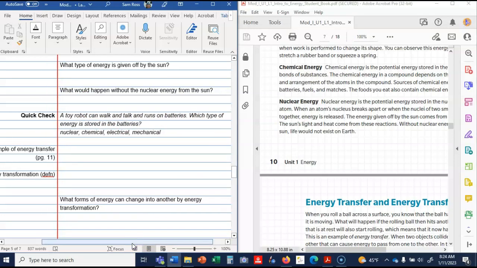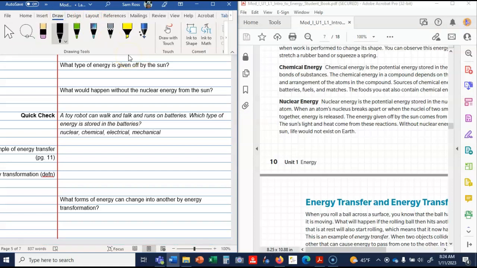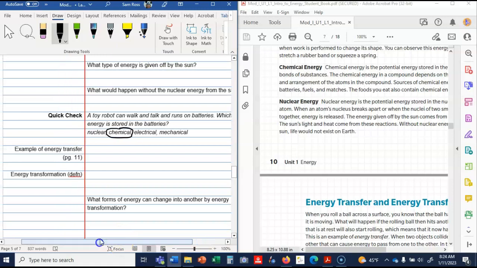Okay, so let's do this quick check. A toy robot can walk and talk and runs on batteries. Which type of energy is stored in the batteries? It's going to be chemical energy. Okay.